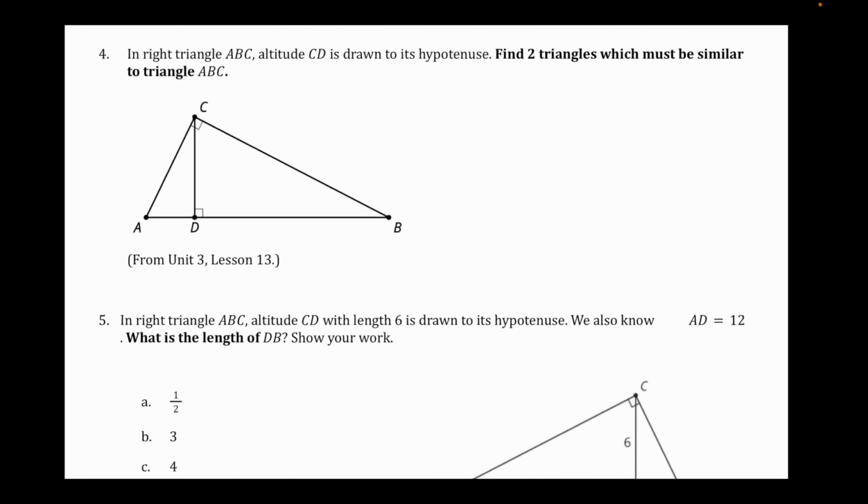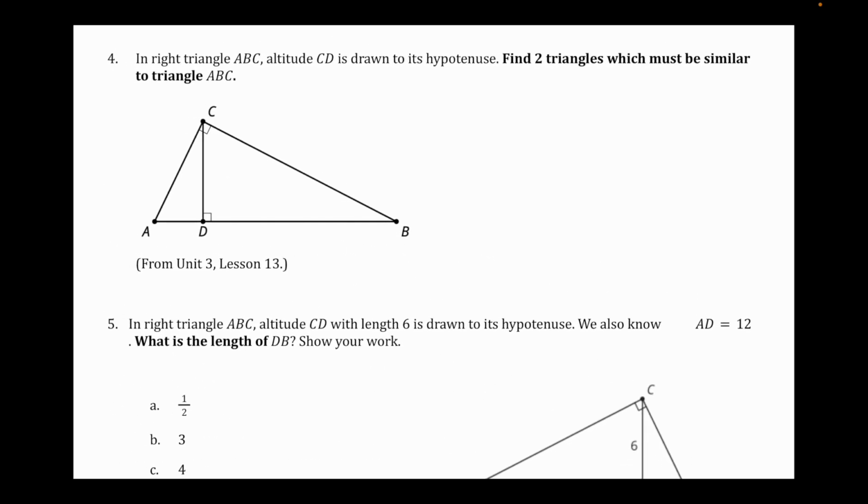For question 4, we have a right triangle, ABC, and altitude CD, right here, is drawn to the hypotenuse. We want to find 2 triangles which must be similar to ABC. So the order matters because they are going from A to B, that's along the hypotenuse, and then down the long leg. So that is the order I want to go in for my other triangles here. So I do have 2 separate triangles. You can think of them as this green one, and we'll do the other one in blue.